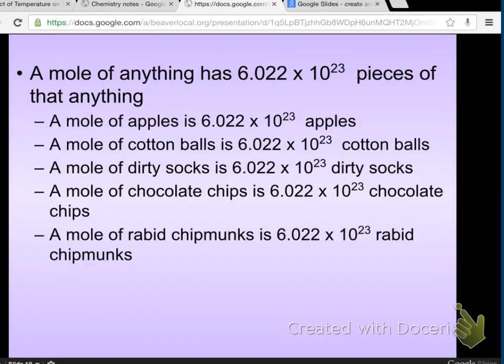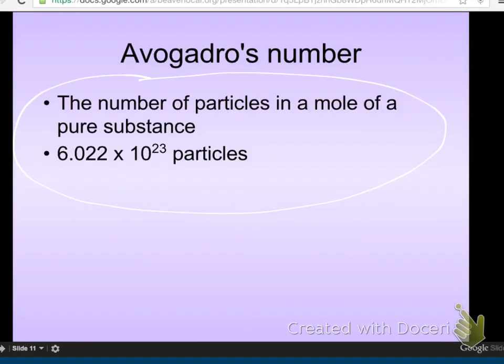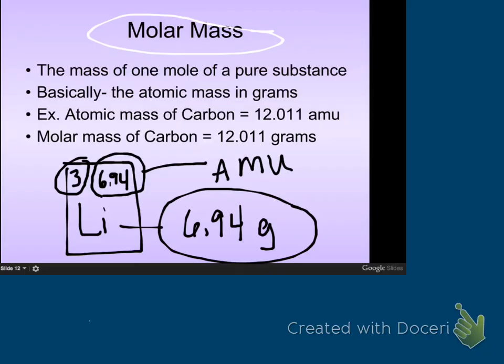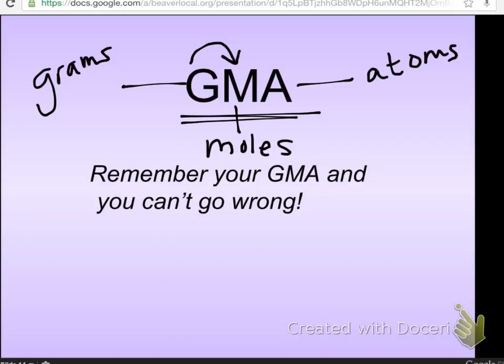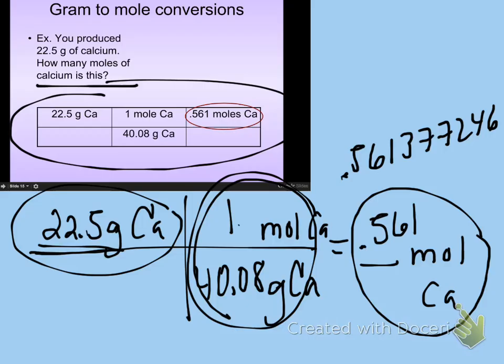What is a mole? How many things are in a mole? Avogadro's number and some subtle distinctions. What is molar mass? Be careful with units. Doing conversions. Gmol will help you remember what order things go in.